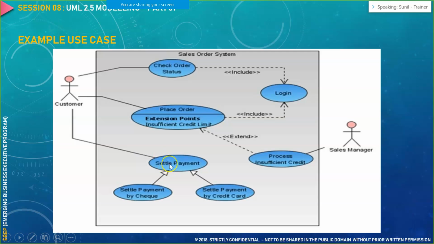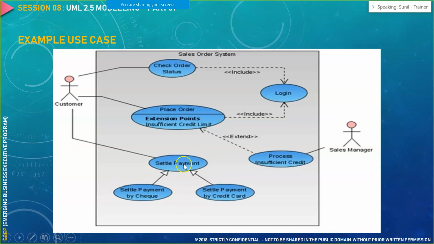Next, he could settle his payment. In order to settle payment, he doesn't necessarily need the login functionality. He can put in the order ID or the order number and settle the payment. When he is settling the payment, he can settle it via check or via credit card. There are multiple modes via which he can settle the payment. That's the reason why these 2 use cases are associated with settle payment. If there are other payment modes like electronic fund transfer or digital wallet payment, then they would also have been part of this particular system.